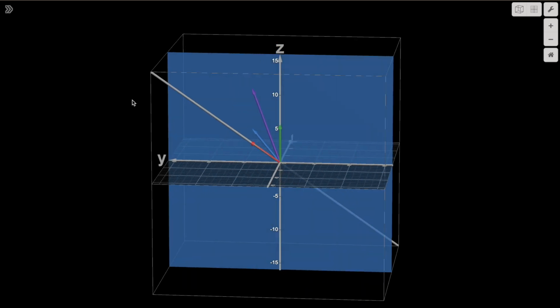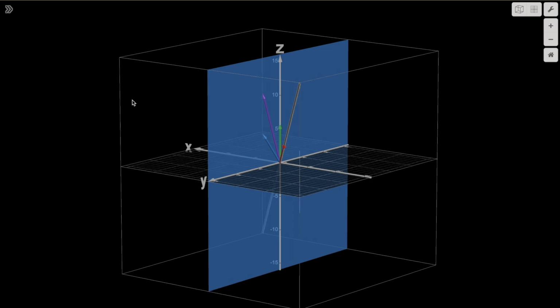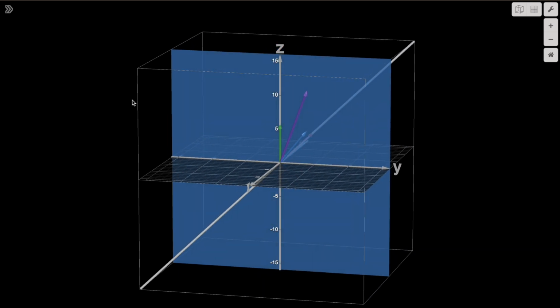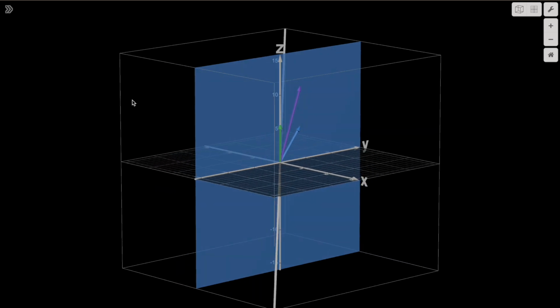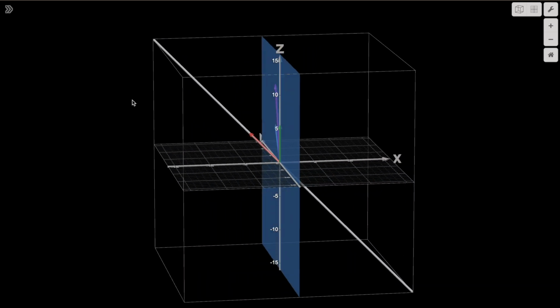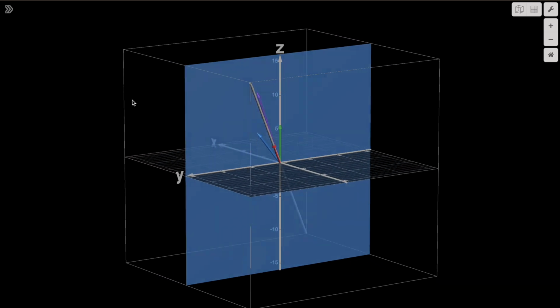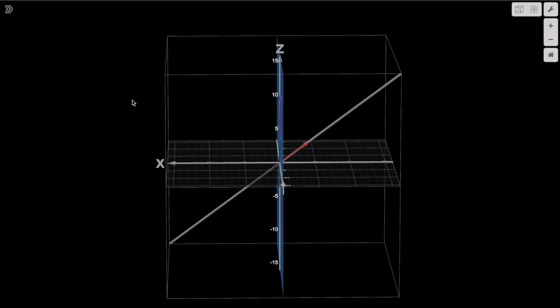Welcome back, everyone. So far, we have explored one of the four fundamental spaces, the column space. In today's video, we are going to dive deeper into the null space and break it down visually for both 3 by 3 and 2 by 2 matrices.